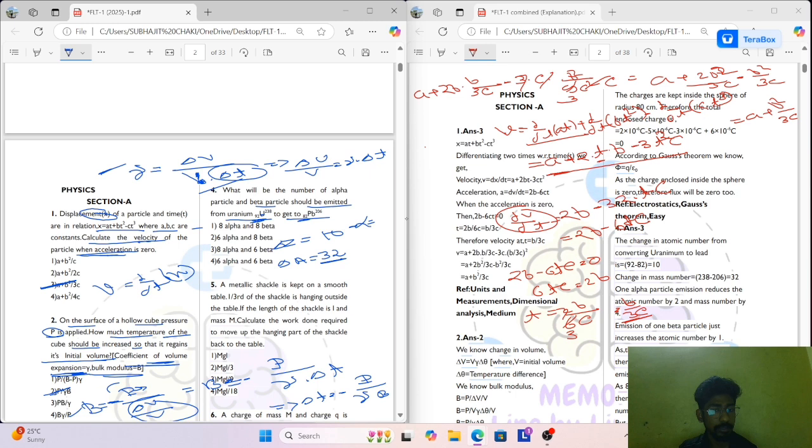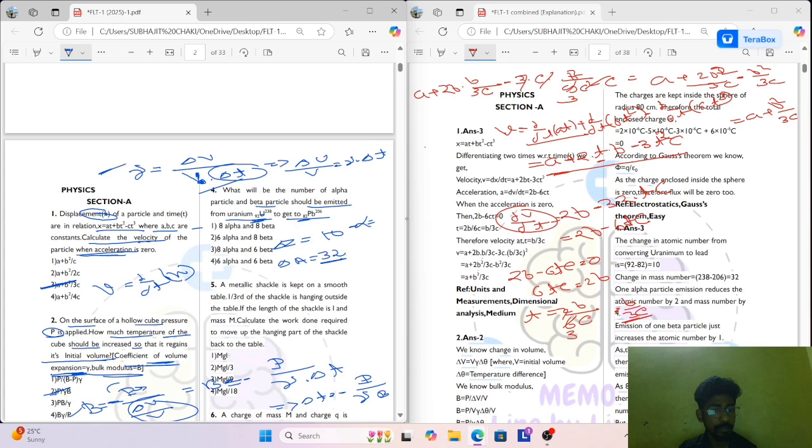So that means 8 alpha particles will be emitted, so option number 1 and option number 3 can be our answer. Okay, now let's check. If 8 alpha particles are emitted, there is a change in the atomic number, which is equal to 2 per alpha particle.